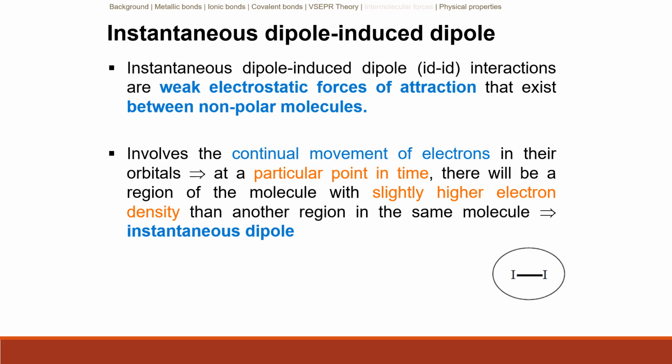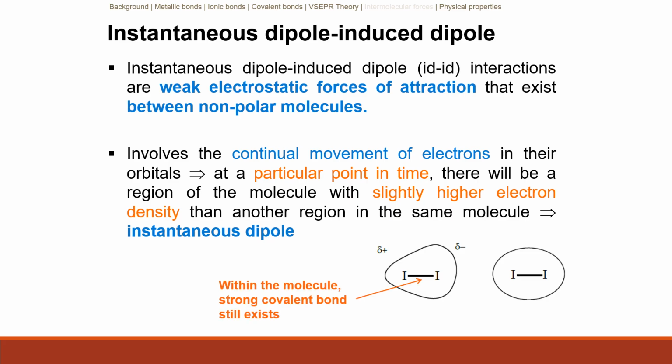But electrons are continually moving in their orbitals, so at a particular point in time, there will be an asymmetric distribution of the electron cloud. There will be a region of the molecule with slightly higher electron density than another region, which gives rise to an instantaneous dipole. The keyword here is instantaneous, for a short moment in time. Once again, I'm showing you this diagram to highlight the difference between ID-ID interactions and the strong covalent bond within the molecule.